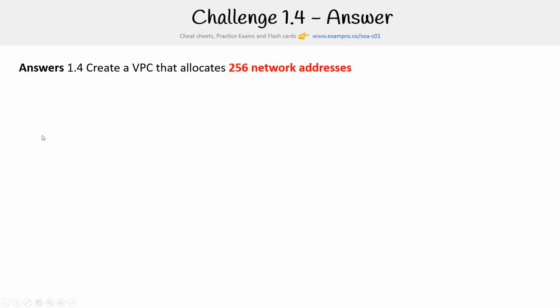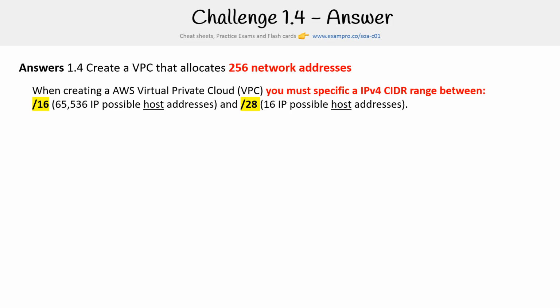So now we're taking a look at the answer for 1.4, create a VPC that allocates 256 network addresses. When you create a VPC, you must specify a CIDR range between /16 and /28, but notice the emphasis: that CIDR notation tells you how many available host addresses there are, but it's not really telling us network addresses.